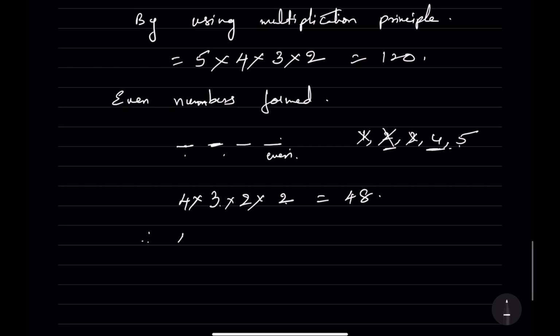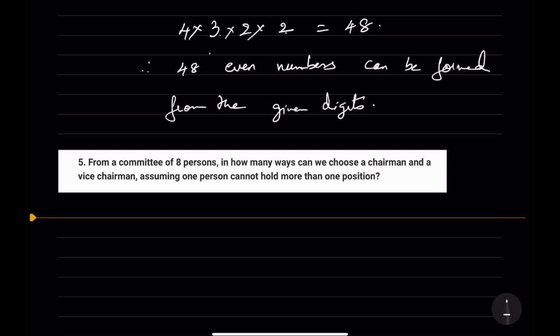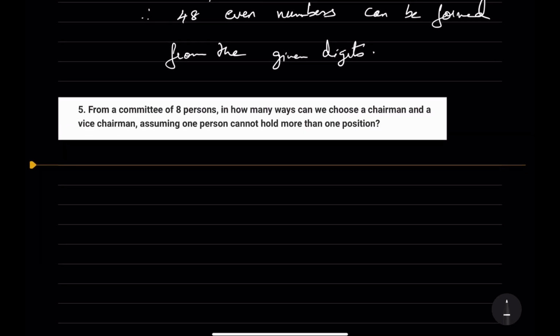So therefore 48 even numbers can be formed from the given digits. And these are 48 4 digit numbers I have to write here. These are 4 digit numbers, whichever we are writing over here. So now what is the fifth problem? We'll see what's the solution of this fifth problem.